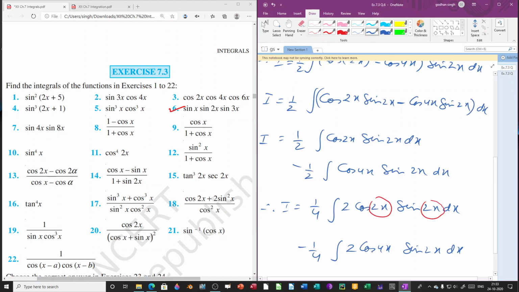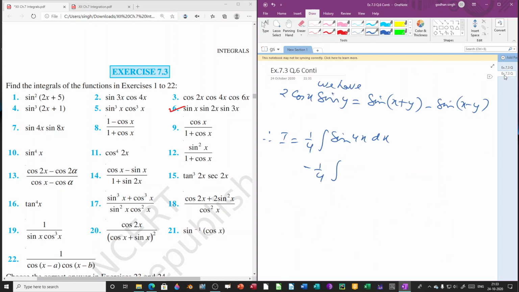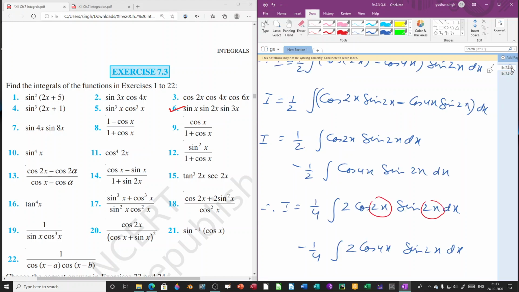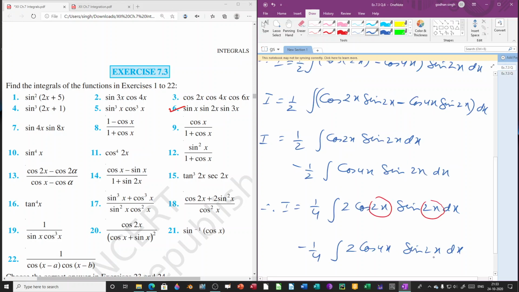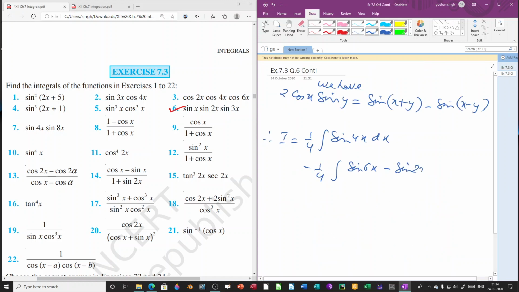Minus 1 by 4, we'll be applying the formula we have already discussed, that is 2 cos x into sin y, that is sin x plus y. So minus 1 by 4 sin x plus y. What is our x? Our x is 4x, 4x plus 2x, so sin 6x. Minus 1 by 4 integration of sin 6x minus sin x minus y. What is our x? That is 4x, and this is our y. 4x minus 2x, that is 2x. We will be getting minus sin 2x, and this bracket closed dx.